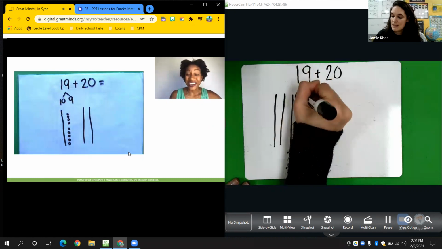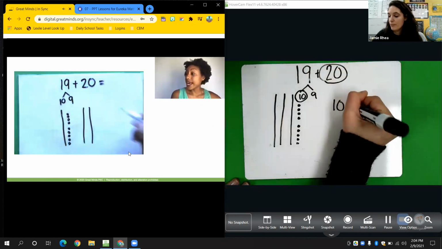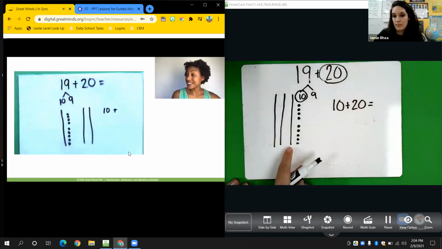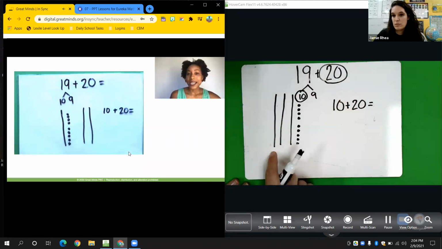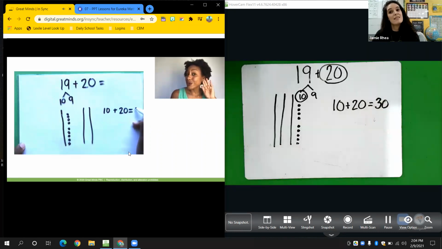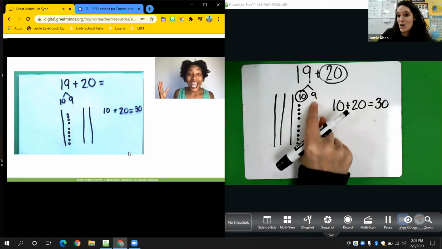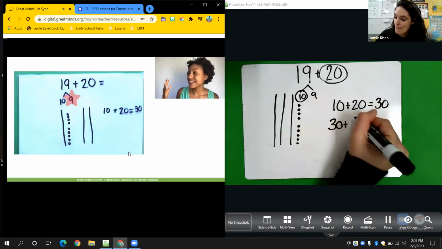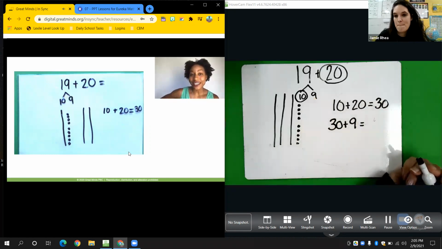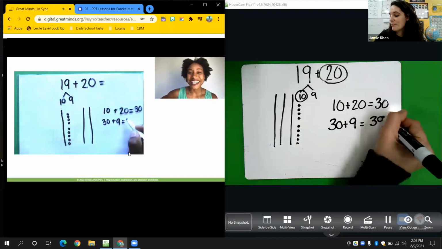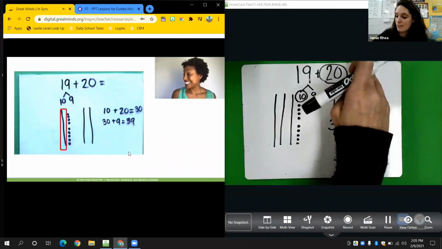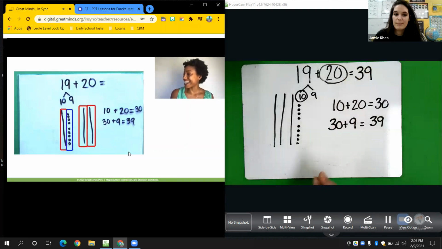Now, mathematicians, let's add our 10s with our 10s. We have 1 ten in 19 plus 2 more tens in 20. Equals. Mathematicians, how many tens is that altogether? 3 tens. And what is the value of 3 tens? 30. 10 plus 20 equals 30. I think we're done. Oh, wait. Don't forget to add those ones. How many ones do we have left? 9. Oh, we have 9 ones from the 19. Let's add that. 30 plus 9 equals 39. Let's look at our drawing to check. 10, 20, 30, 39.